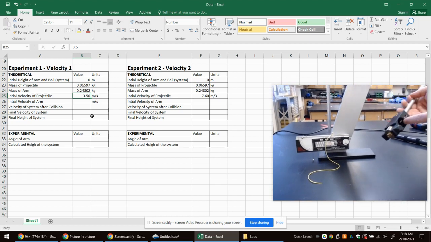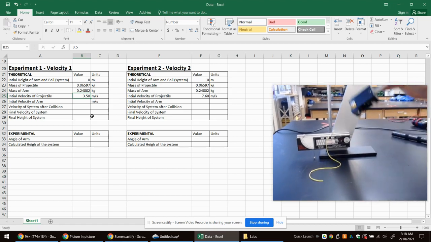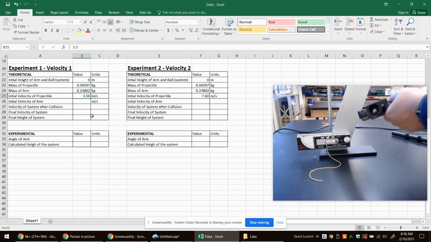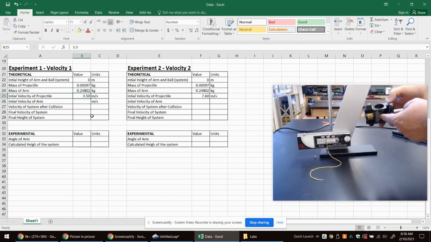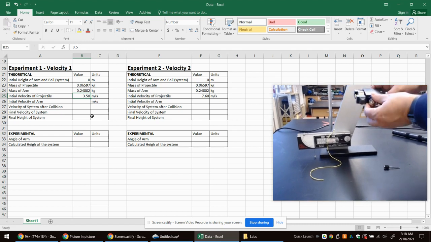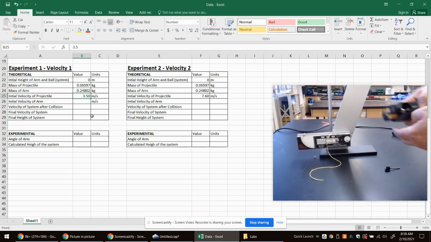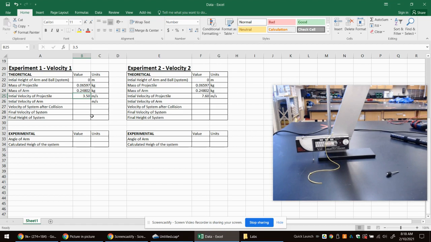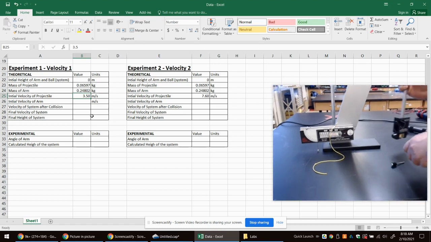Now notice that the arm has on it a cup, and the ball will sit into this cup, and the ball then will stay. You will see here there's a little lever that I can push to release the ball. If I put the ball up in there, it stays in there, creating a perfectly inelastic collision.